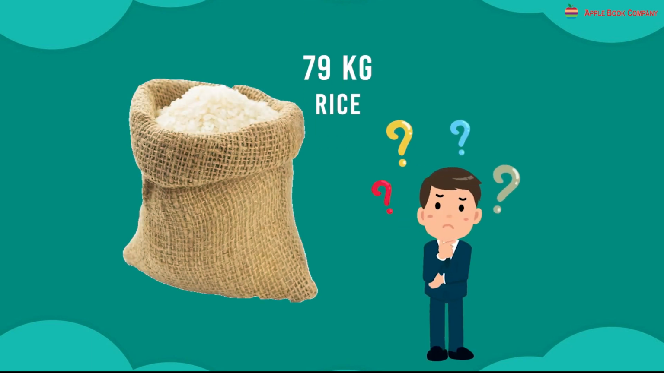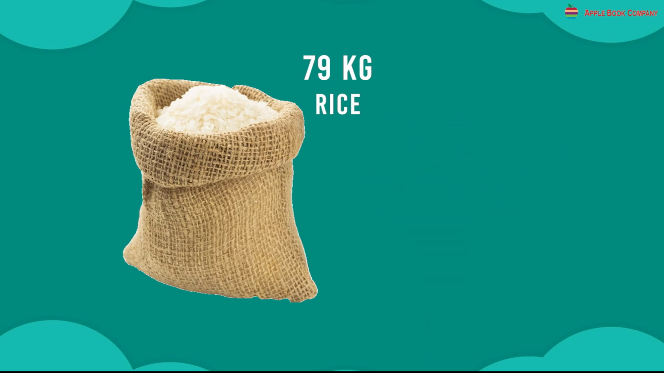Next question. A bag contains 79 kg of rice. Find the weight of 876 such bags. The answer will be 876 multiplied by 79. The answer is 69,204.